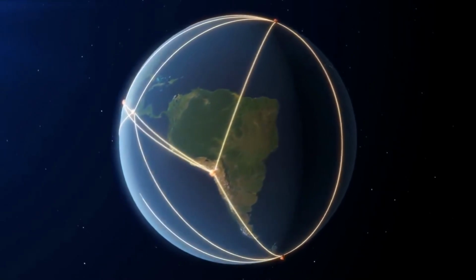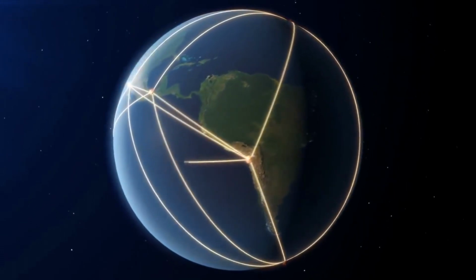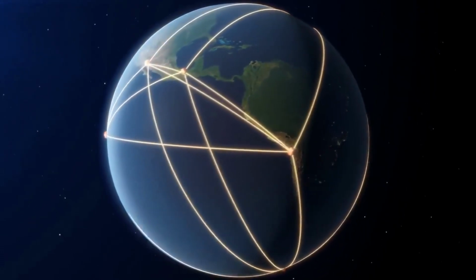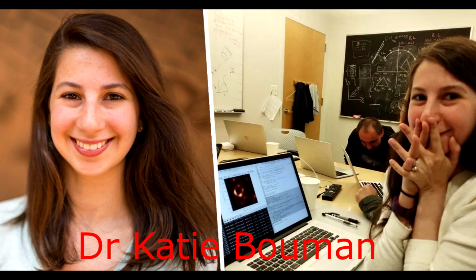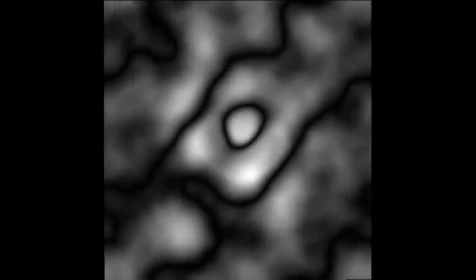So two telescopes give a fringe pattern. Two other telescopes in another orientation give a different fringe. And this lovely lady wrote an algorithm which takes all these patterns and combines them to create this image of the black hole that we saw in the newspaper.